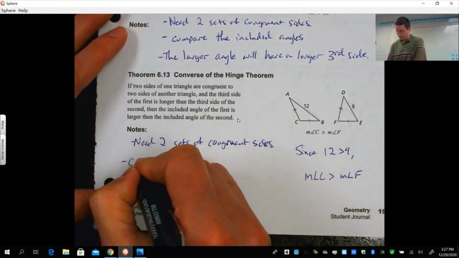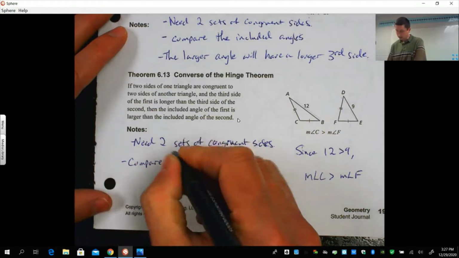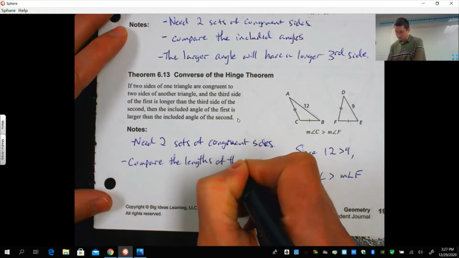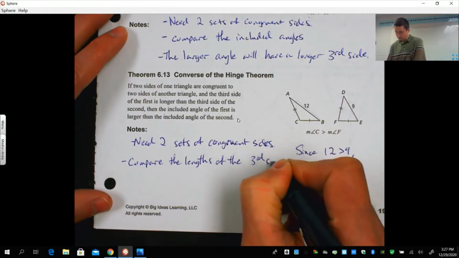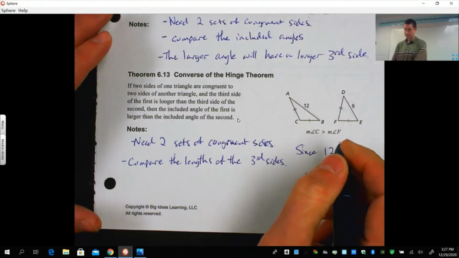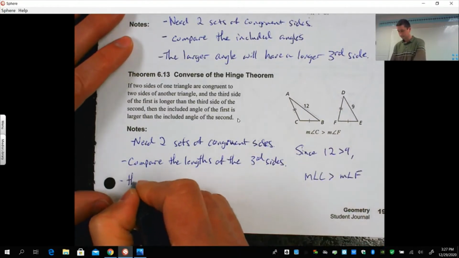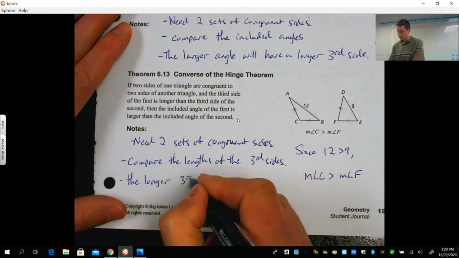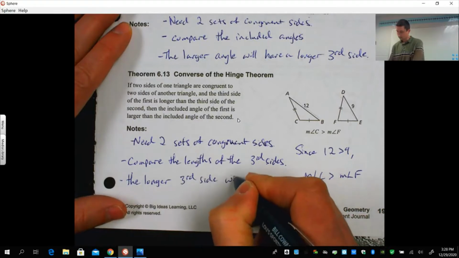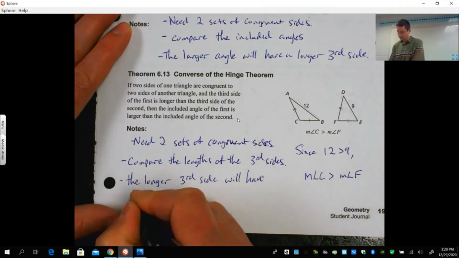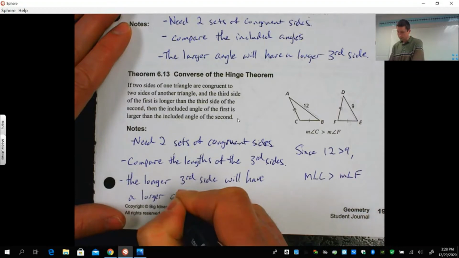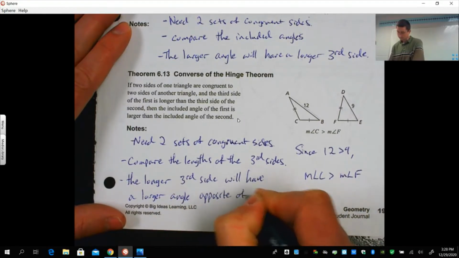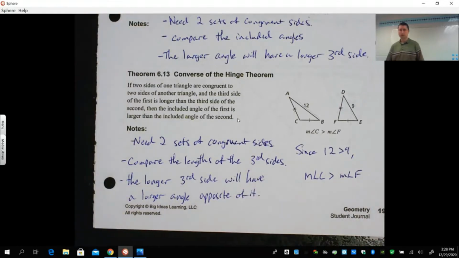And now for this converse, we will compare the lengths of the third sides. Compare the lengths of the third side. The longer third side will have a larger angle opposite of it.